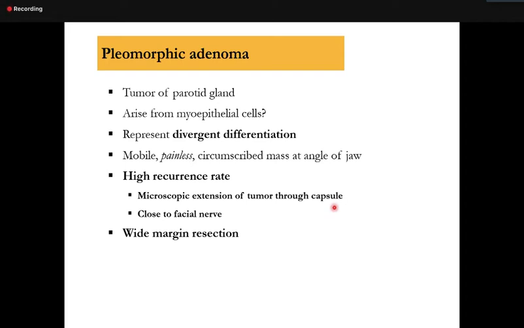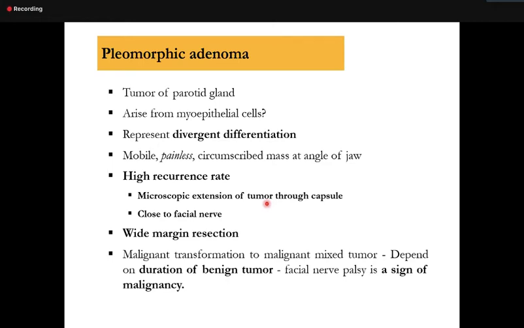When we say wide margin excision, we mean we remove the tumor and we remove some part of the surrounding normal tissue, so that we make sure that all these small microscopic extensions which are outside the capsule are also excised and removed.